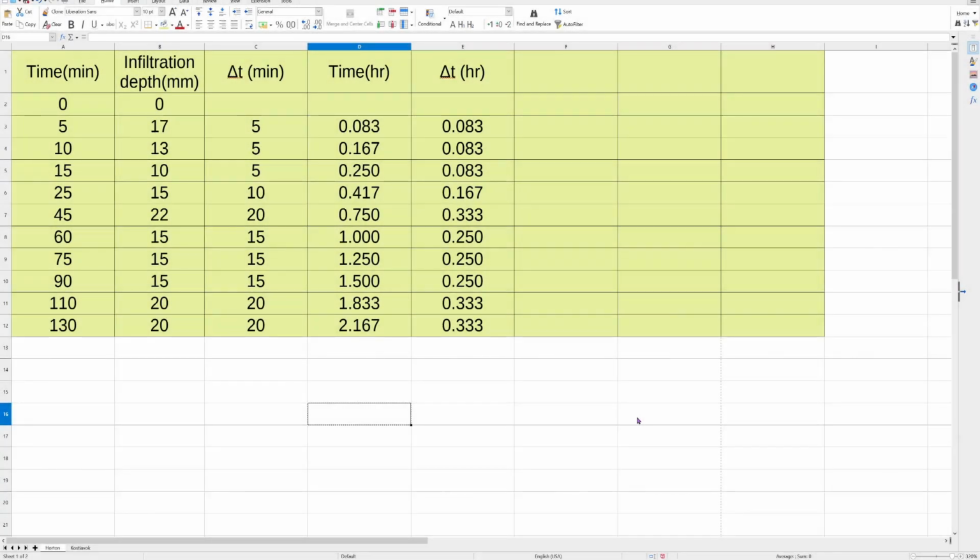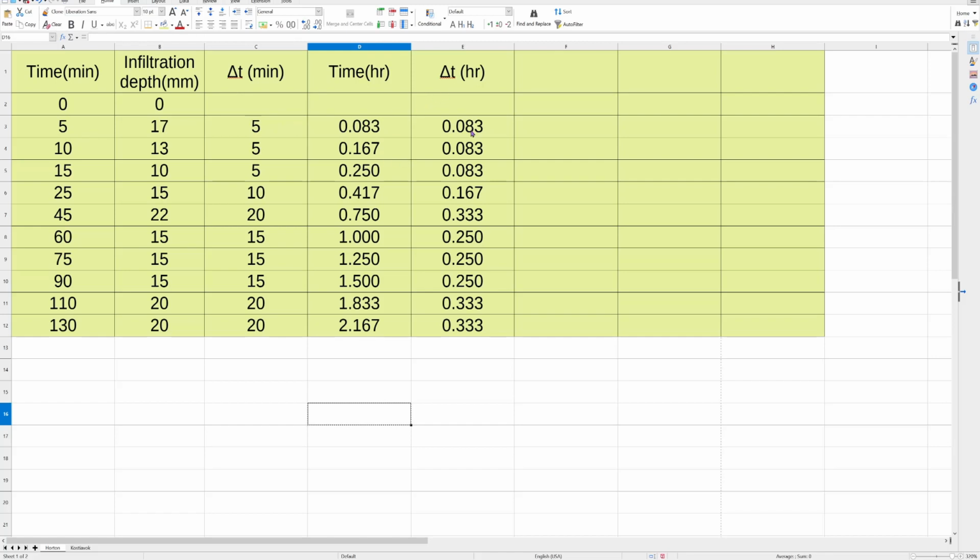Okay, so we are here at the spreadsheet program, and I have already filled up the columns with the necessary information for our calculation. The first column is the time in minutes, already given, then the infiltration depth that we have calculated previously, and delta t. As you know, the time gap is different, so it would be wise to put it in a separate column because we need this value. I have also converted time in minutes into hours, as well as delta t in hours.